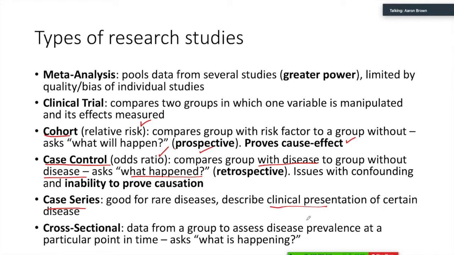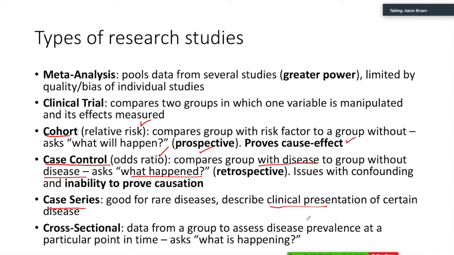All right, last is going to be our cross-sectional. When you think cross-sectional, I want you to think about chopping right now in time. We're going to take this second of this minute of this day, and we're going to say, right now at this second, what is going to be our disease prevalence?